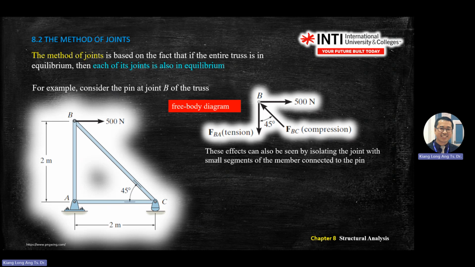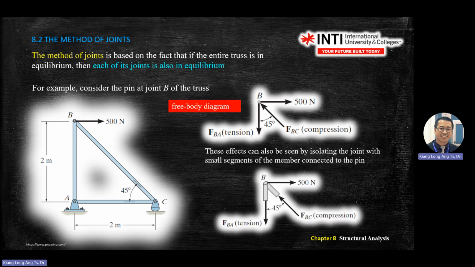So this effect can be seen by isolating the joint with a small segment of member connected to the pin. You take away all these members and you see what happens to the pin. You just imagine you are sitting at pin B. What do you feel? If you draw the free bodies, you will see actually it's the same. You just extend the members.